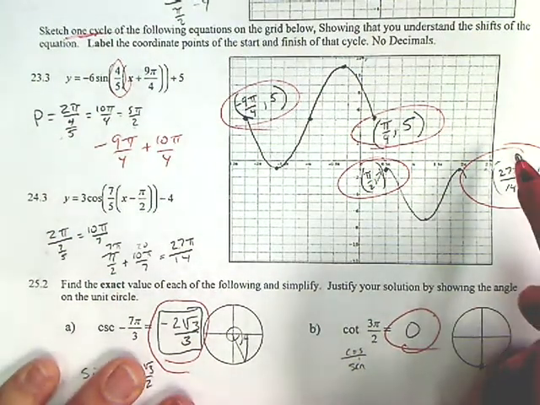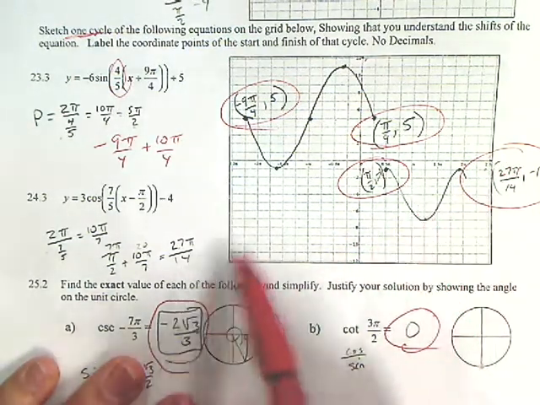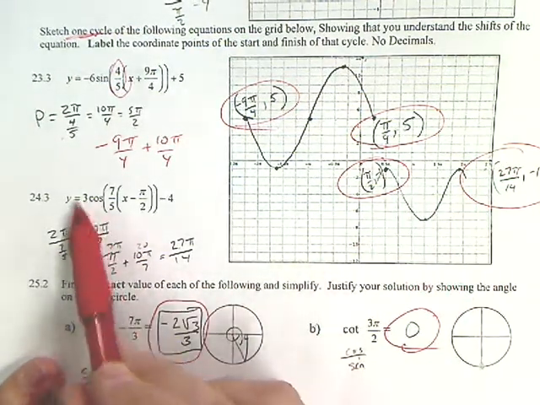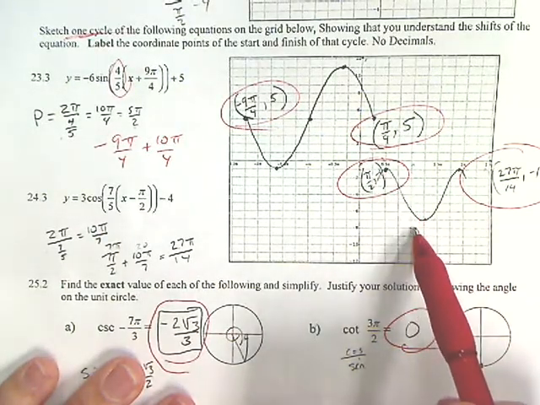So 3 from here to here is to the middle, and then 3 more to the bottom.